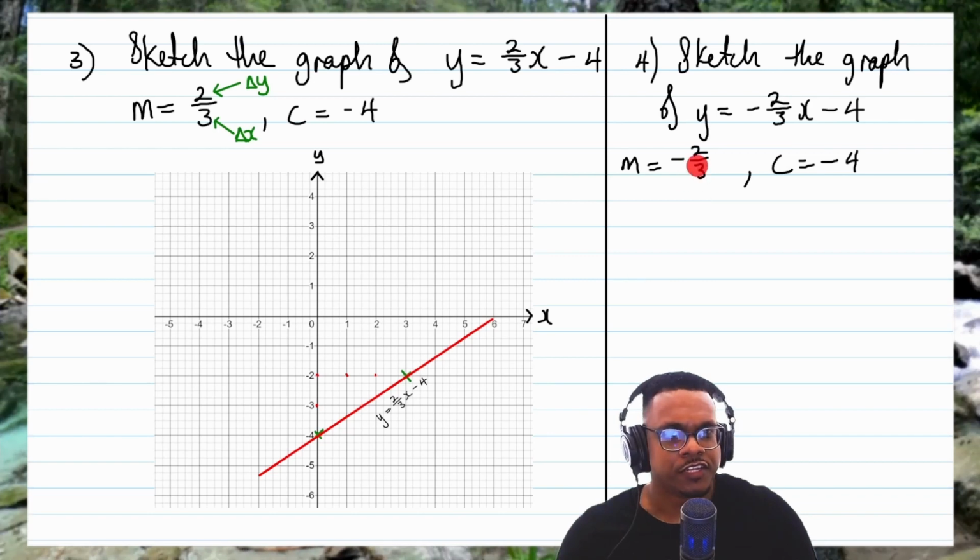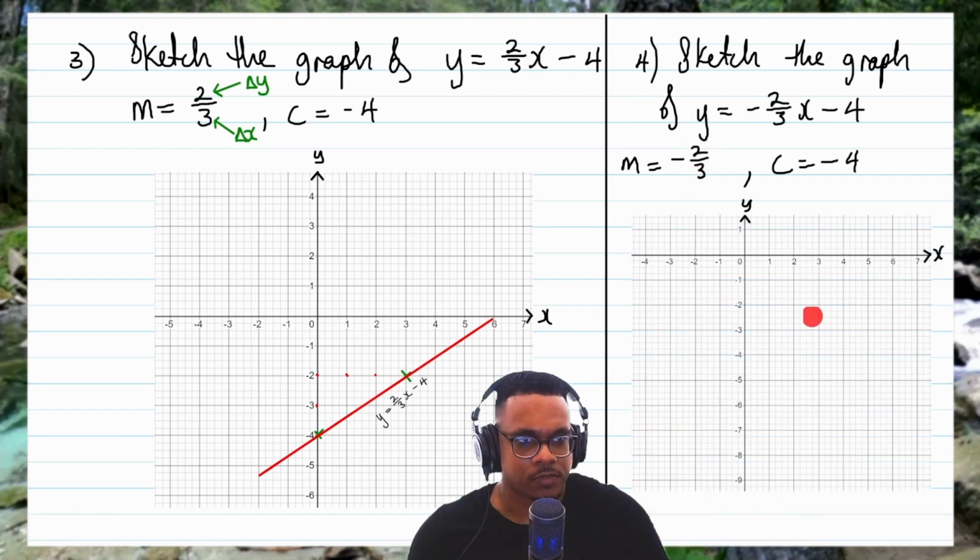Now when it comes to the gradient, this negative sign, you could choose to use it on the numerator or use it on the denominator. So here I have my Cartesian plane again, and the first thing I'll put in is my y-intercept, which is negative 4. So here I place my point at negative 4 on the y-axis. Now the difference here would be the gradient.